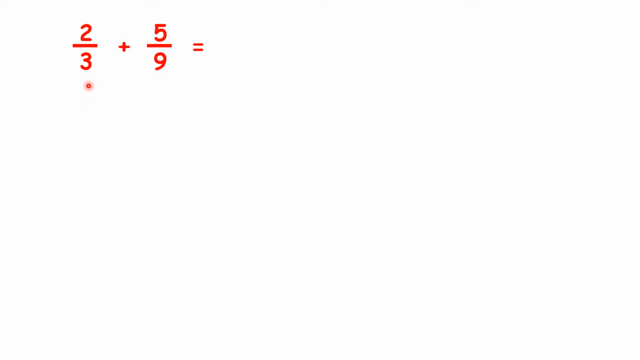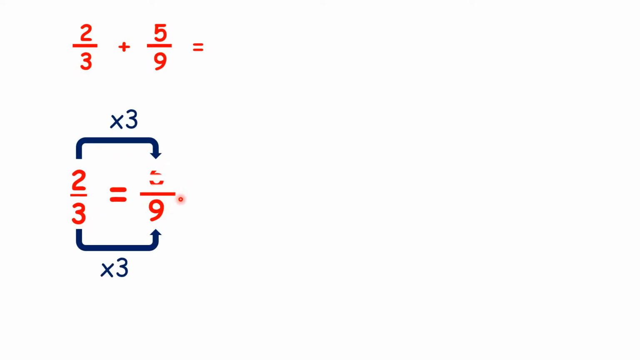So here we have 2/3 plus 5/9. To answer questions like this, we'll need to know how to find equivalent fractions and also how to convert improper fractions to mixed numbers. Let's start by getting the denominators the same. We can change 2/3 into 6/9. So rather than 2/3 plus 5/9, we can have 6/9 plus 5/9.